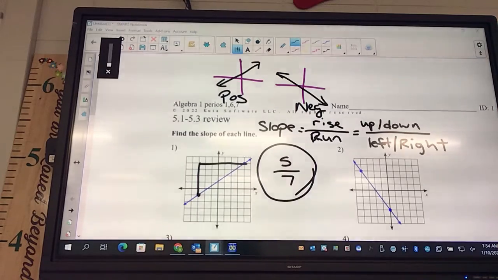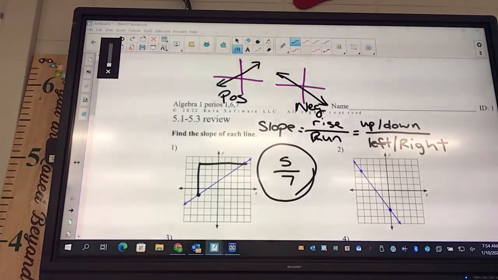Okay, for those of you guys that have not had me, I prefer you circle your answer, but I don't mark you off if you don't, but it's just easier for me to grade.